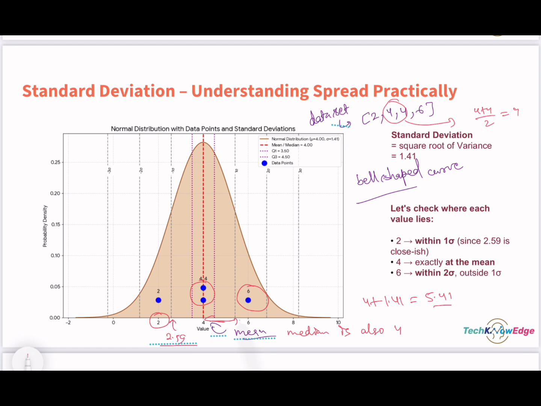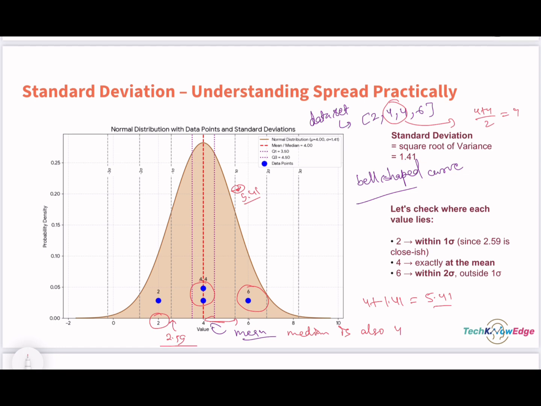What's interesting here is that all values lie within plus minus 2 sigma and most lie within plus minus 1 sigma, which is exactly what we expect in a typical normal distribution. Around 68% of the values fall within 1 standard deviation.